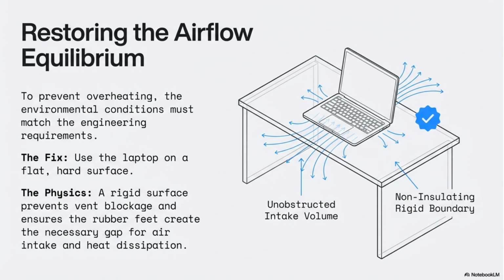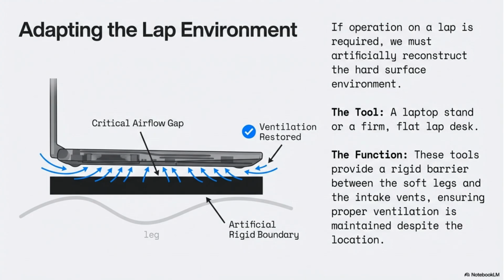The fix is to use the laptop on a flat, hard surface. A rigid, non-insulating boundary prevents vent blockage and ensures the necessary gap for air intake and heat dissipation. If operation on a lap is required, we must artificially reconstruct the hard surface environment. Tools like a laptop stand or a firm, flat lap desk provide a rigid barrier between the soft legs and the intake vents, ensuring proper ventilation is maintained.